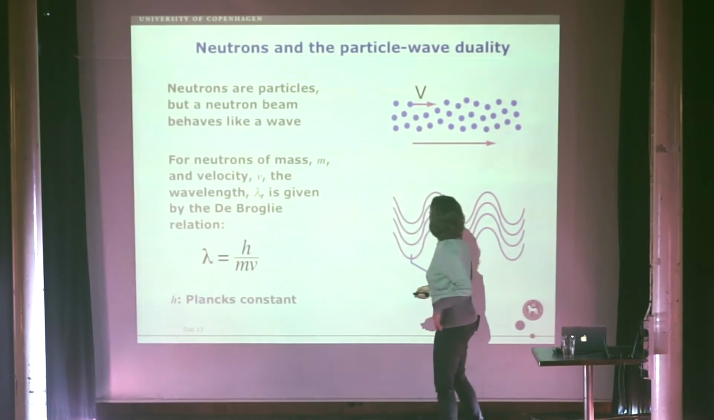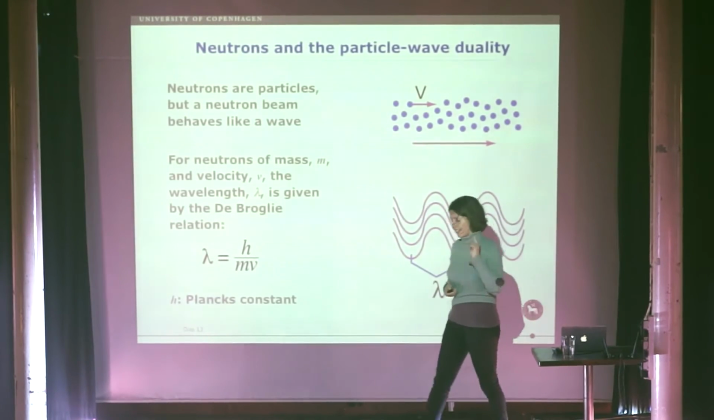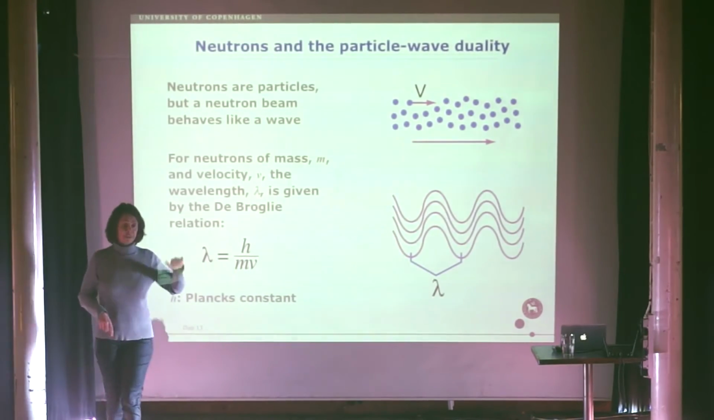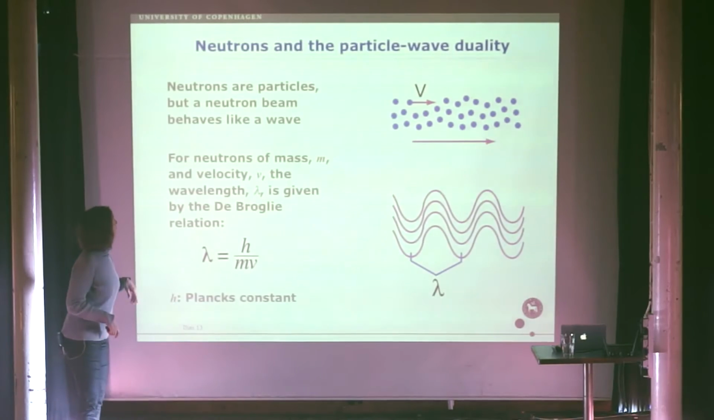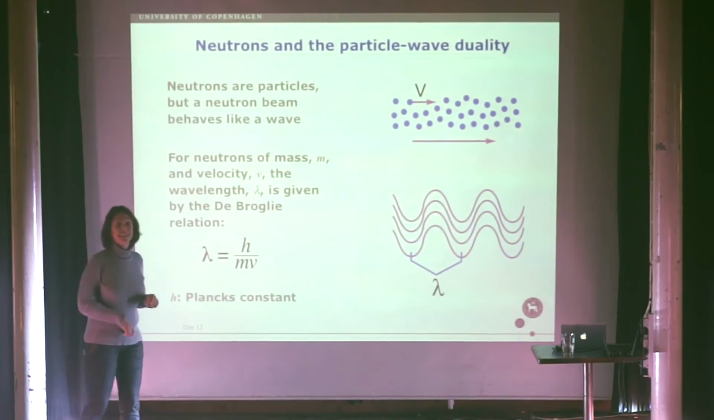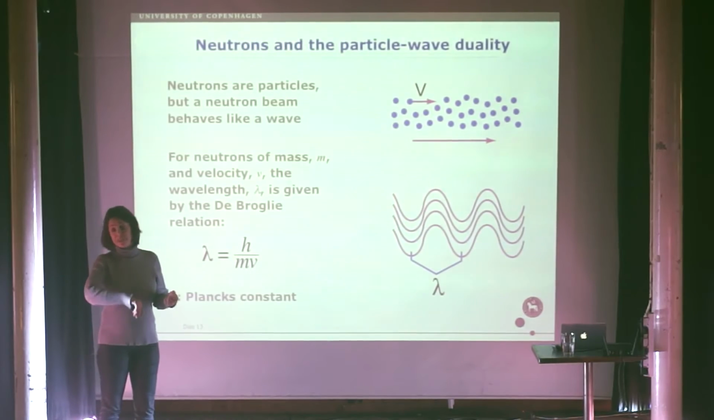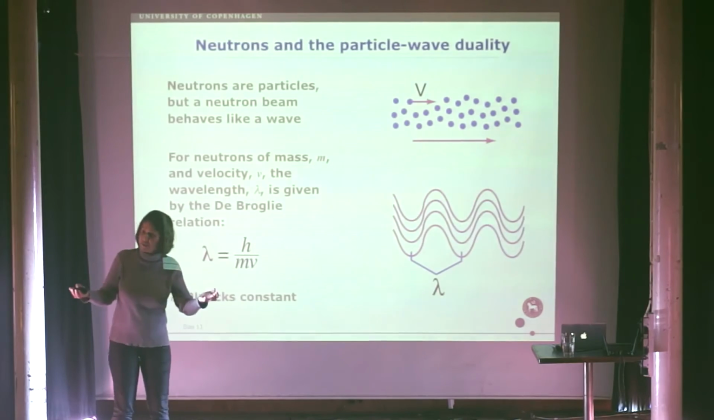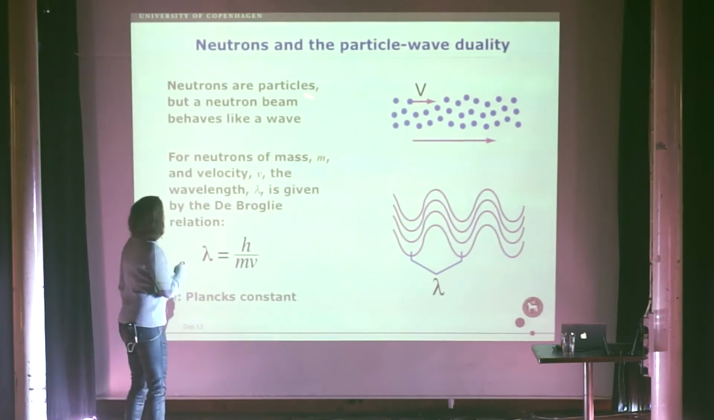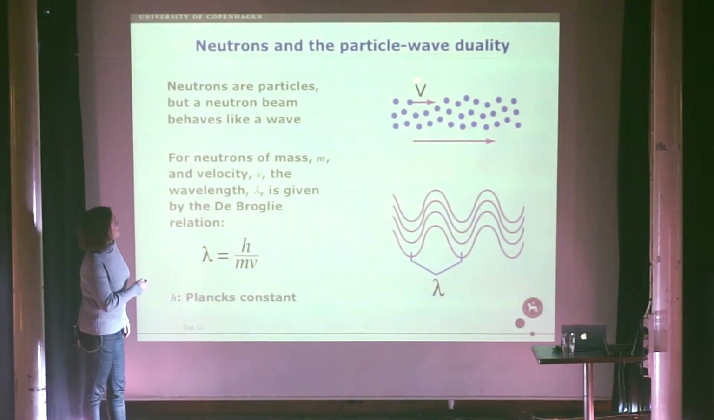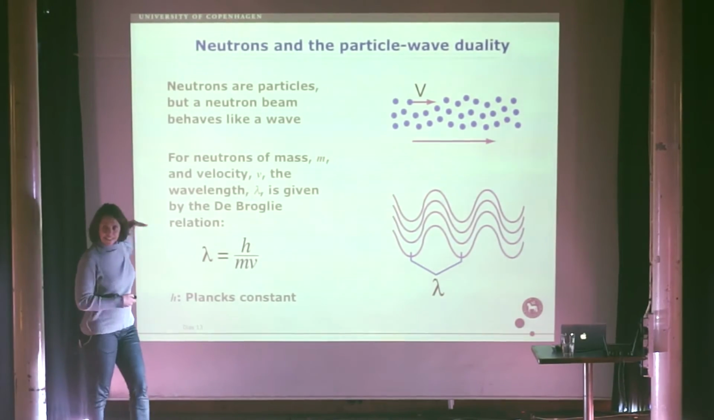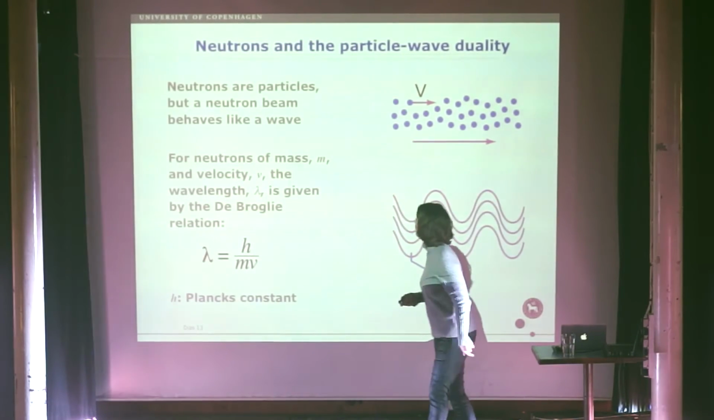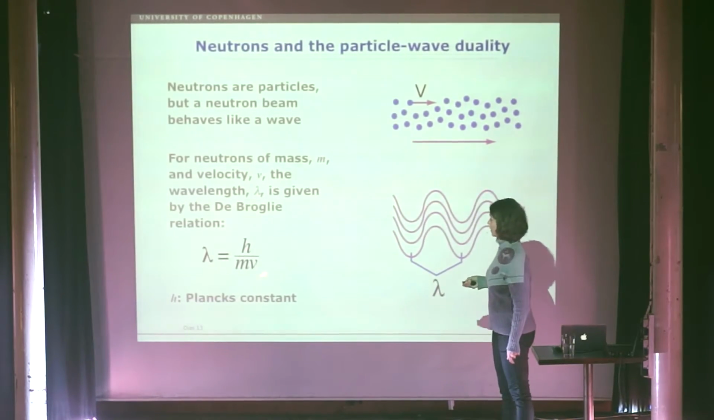And here there's actually another question that they discussed a lot at the Niels Bohr Institute and in the rest of the world in the first half of the last century, and that is the particle-wave duality: particles can be both particle-like and wave-like, so they can have both types of behavior. So neutrons are particles, but if I take a whole neutron beam and send it off with a certain velocity, then it'll actually behave like a wave.